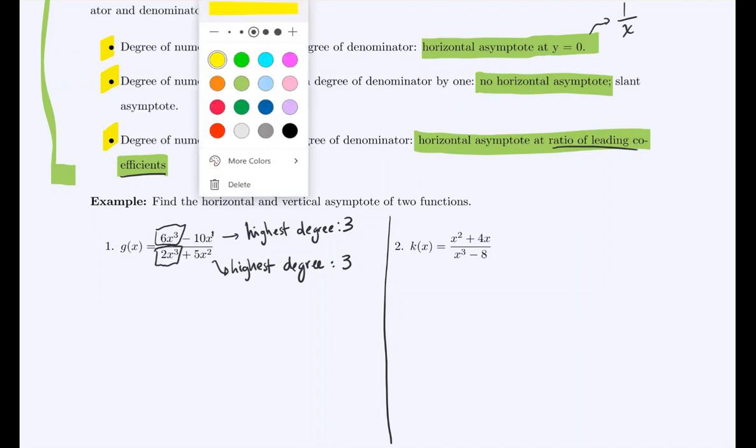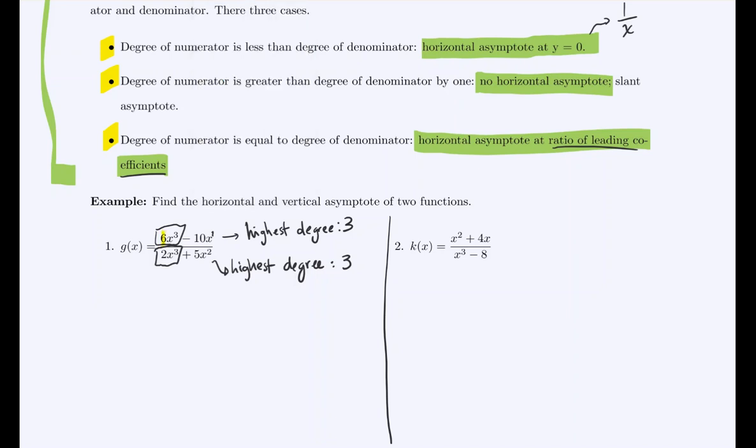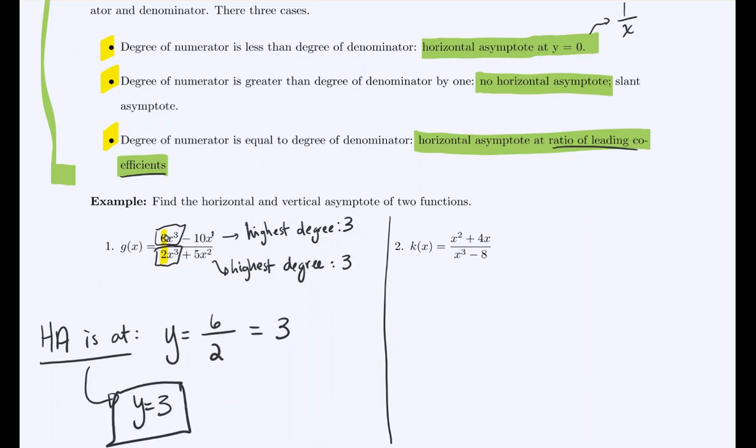So in the top, we've got a 6 getting multiplied by our highest term x cubed. And on the bottom, we've got a 2 being multiplied by our highest term x cubed. So the horizontal asymptote is at y equals 6 over 2. And if this can be reduced, we will. So this is at 3. So the horizontal asymptote is at y equals 3. And notice we just took the coefficient of the highest term in the top and divided it by the coefficient of the highest term in the bottom.